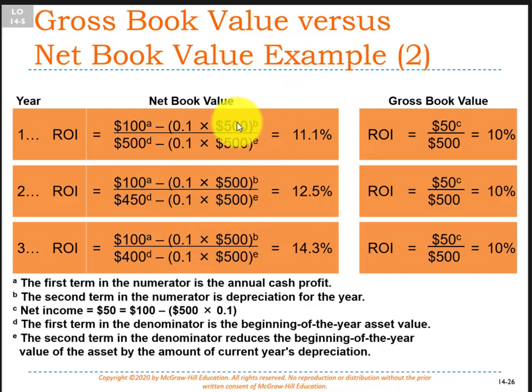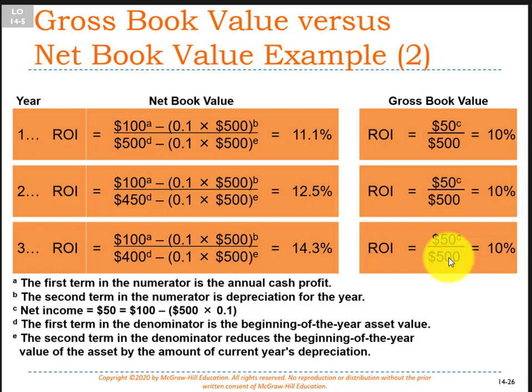And even though your income hasn't changed, your return on investment is actually going up because you are showing fewer and fewer assets, right? Because they're being depreciated. Gross book value keeps the 500 the whole time. We treat it as if it didn't get subtracted from the assets. That's what we originally paid for them. That's what we use. All right.